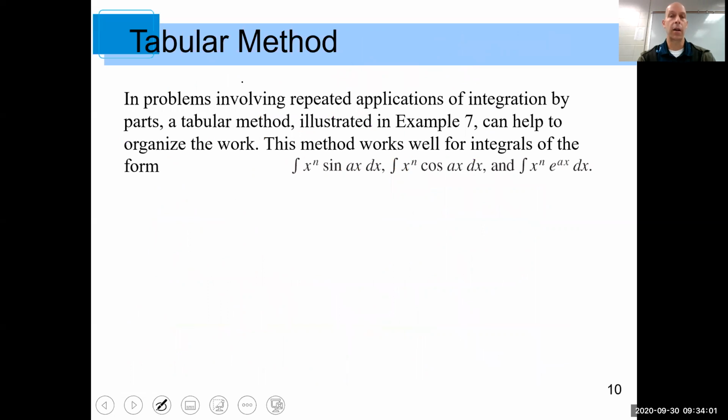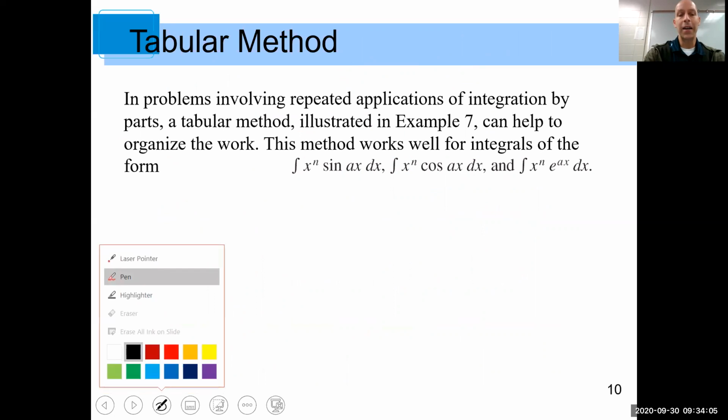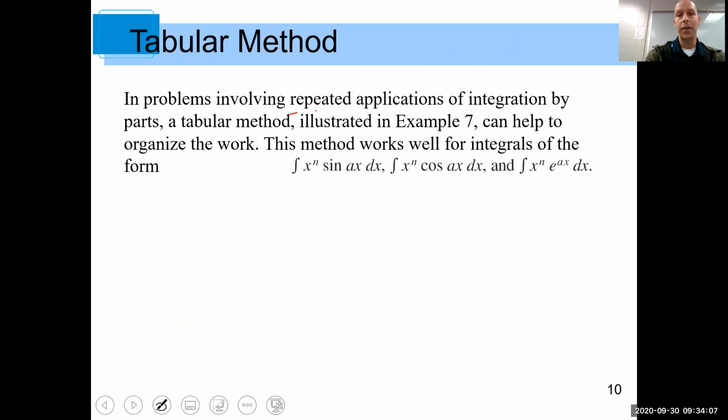Okay, last thing here. Let's talk about the tabular method. In problems involving, and I haven't done an example of this, so I'm going to kind of leave this to you guys. It turns out that sometimes when you do this integration by parts, you do it once, and then you find out you're left with an integral that also needs to be integrated by integration by parts again. So this can actually repeat. In example 7, I should not have said that. We're going to see another example.